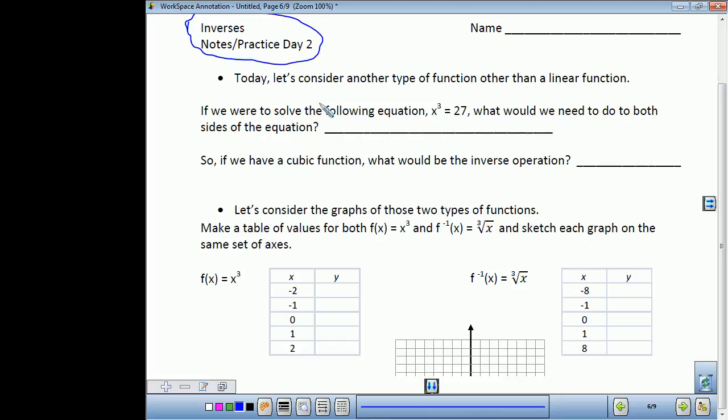Okay. So, inverse is just like inverse operation. So if we look at this equation, x cubed equals 27, what do you need to do to both sides of this equation to be able to solve it? Take the cube root. Alright, so whenever we have a cubic function, not just a cubic equation, but a cubic function, what would be the inverse of that? Well, it is the cube root.